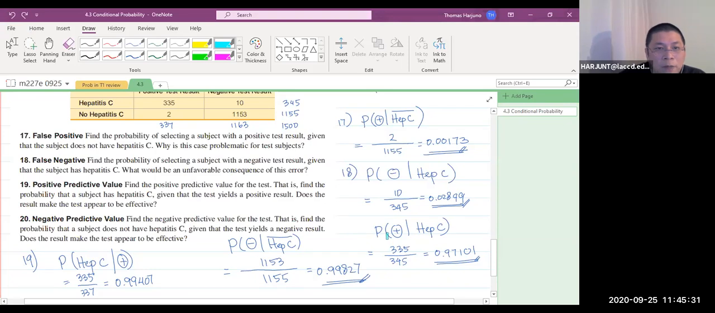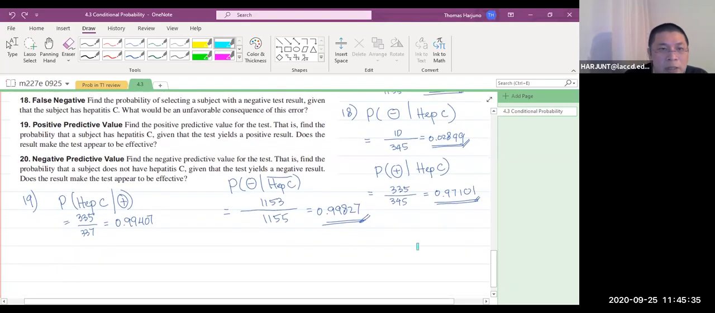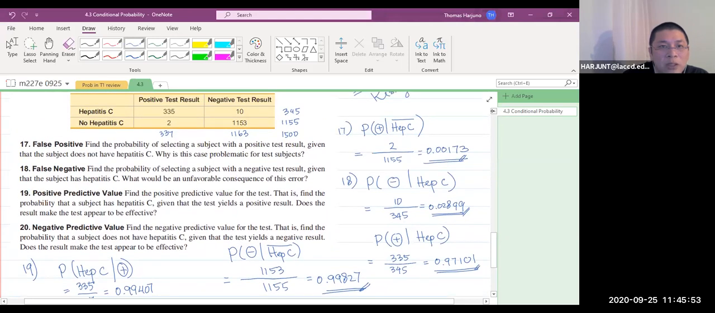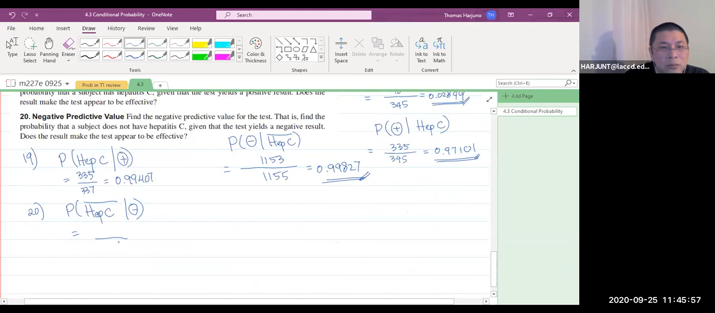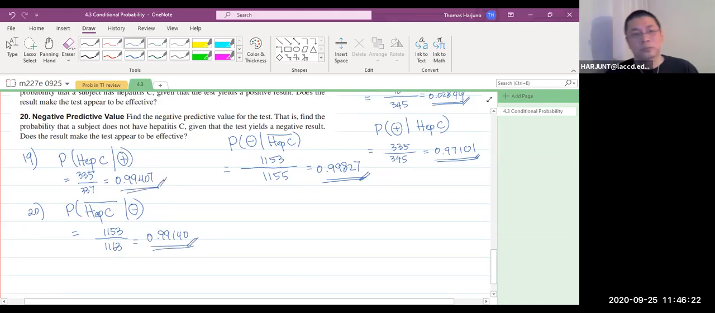Okay, and number 20, find the negative predictive value of the test. That is, the probability that somebody doesn't have hepatitis C, knowing that person tested negative. How many tested negative? 1163. And not having hepatitis and tested negative, 1153. So 1153 divided by 1163 is 0.99140 in 5 decimal places. So in my opinion, it's actually pretty good.